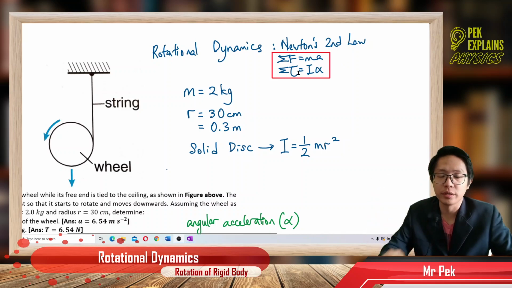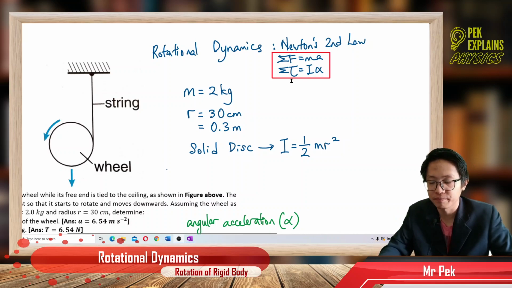Now we translate to the rotational terms. We call total torque equal to I alpha. I is the moment of inertia, just like mass. And alpha, angular acceleration, is just like the linear acceleration. The torque is like force.